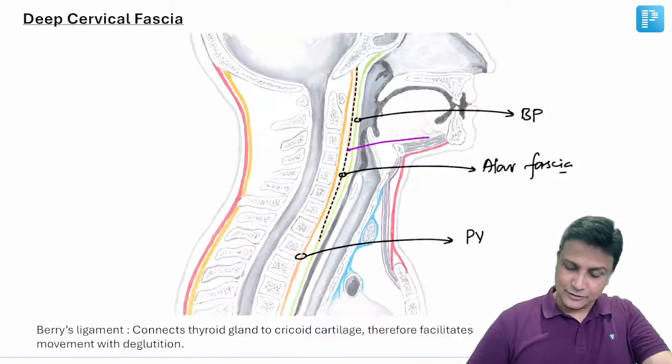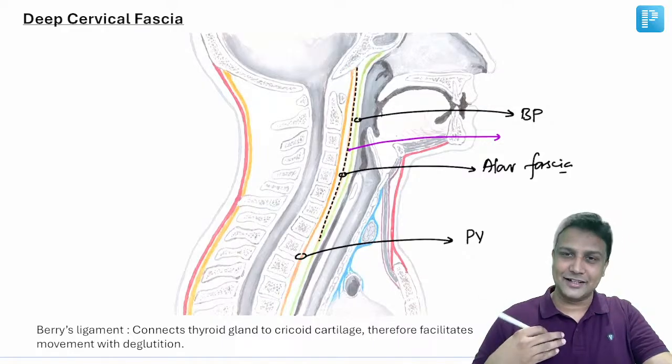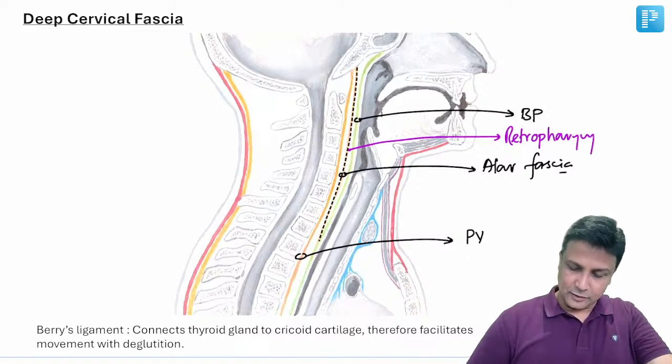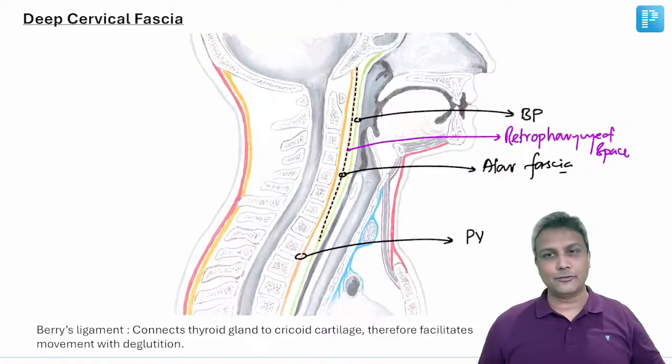Now first remember the name of this space here. This space is actually found behind the pharynx. It is behind the pharynx. So therefore this space is referred to as the retropharyngeal space. Now this retropharyngeal space, is it an open space or a closed space? Remember, of course it is a closed one.